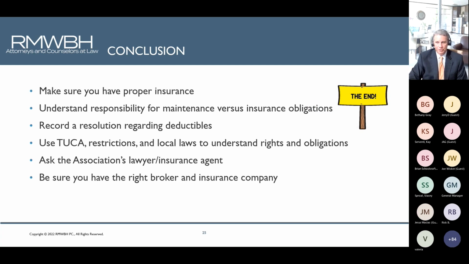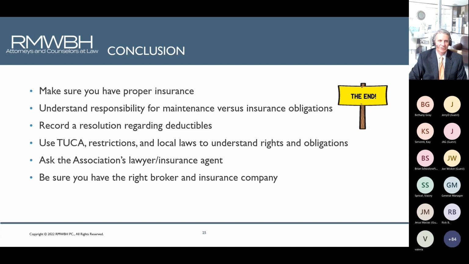Okay, in conclusion, I think you've gotten my point. I hope: make sure you have proper insurance. Understand the responsibility of maintenance versus insurance obligations. Recording a resolution regarding deductibles is also a critical issue that we learned about, and how that can be done. Using TUCA restrictions and local laws to understand rights and obligations, from dealing with insurance to dealing with hoarders.